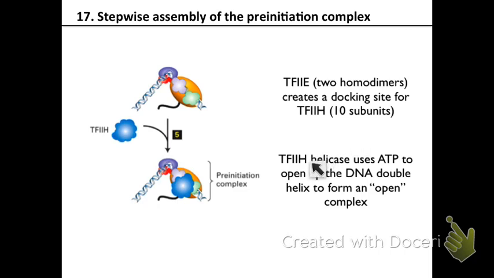So TFIIH has a helicase activity. One of its subunits is a helicase, and that's going to use ATP to open up the DNA double helix to form an open complex. So far, until TFIIH, it was a closed complex, and then when TFIIH comes in, it opens up. Anybody remember this enzyme?